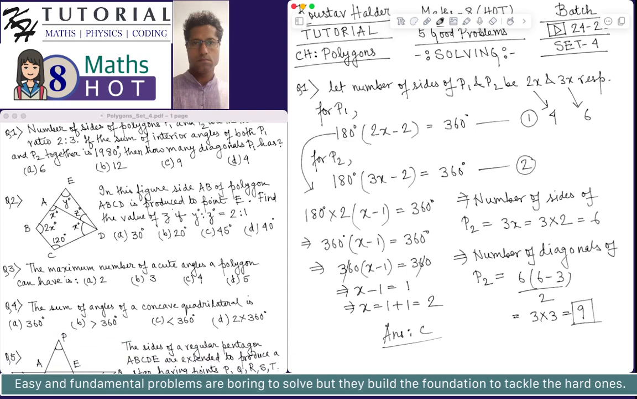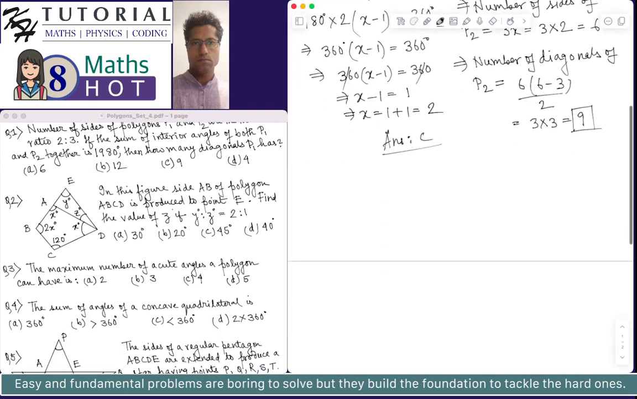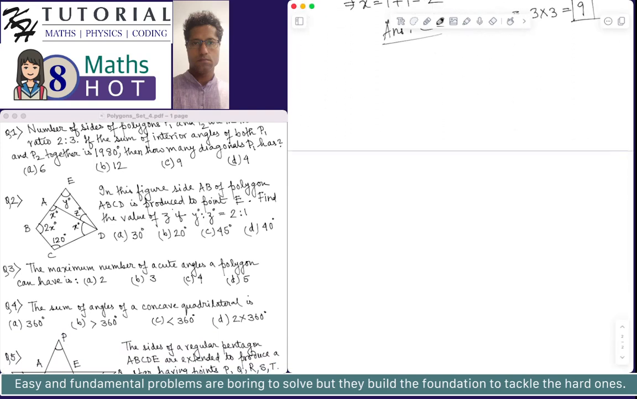Okay, let's do the next problem. We have a figure. It says in this figure, side AB of polygon ABCD. We have a polygon ABCD. Let me roughly draw the given figure. So we have A, B, C, D. So we have this polygon A, B, C, D.